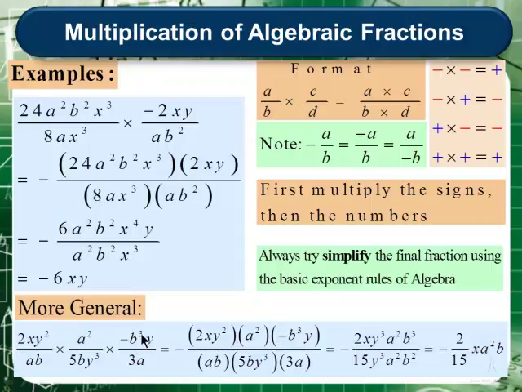More generally, we may also multiply more than two factors together and apply exactly the same principle for the multiplication of algebraic fractions. We can have any number of such fractions multiplied together, and the same principle applies. We multiply all the numerators together and all the denominators together, and then afterwards we simplify exactly the way that we've illustrated with this example.